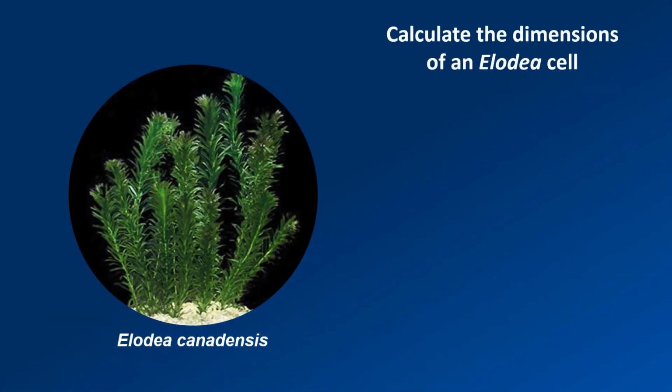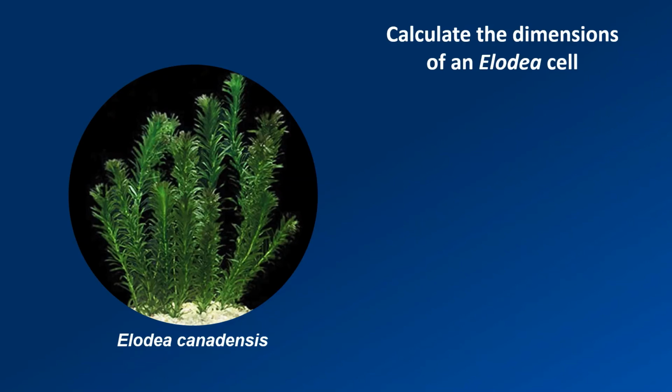For the Lab 2 assignment, we're going to take a look at cells from Elodea. Elodea is an aquatic plant. A lot of people actually have it in their fish aquariums. I think the common name is something like American or Canadian pondweed. It's actually a really nice plant. It gives lots of oxygen for the fish.